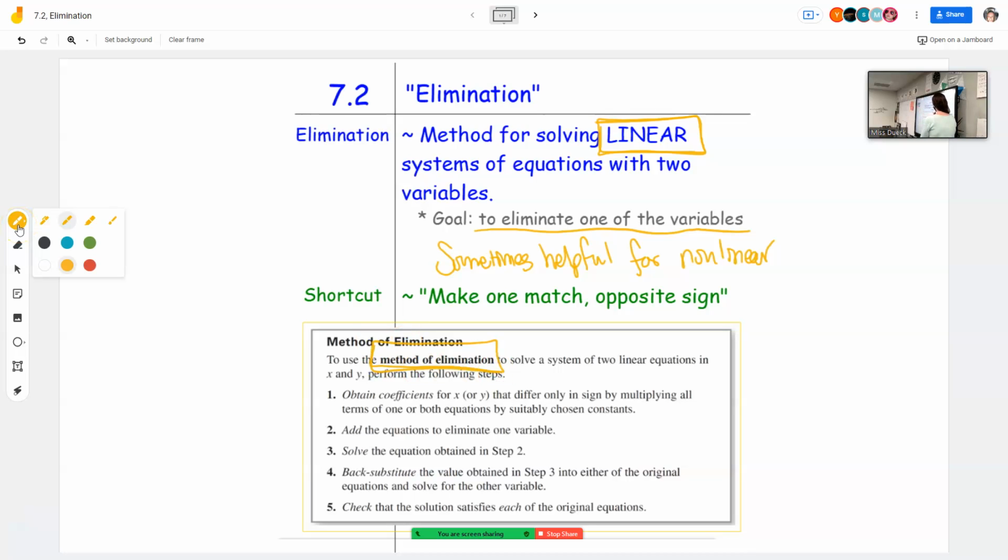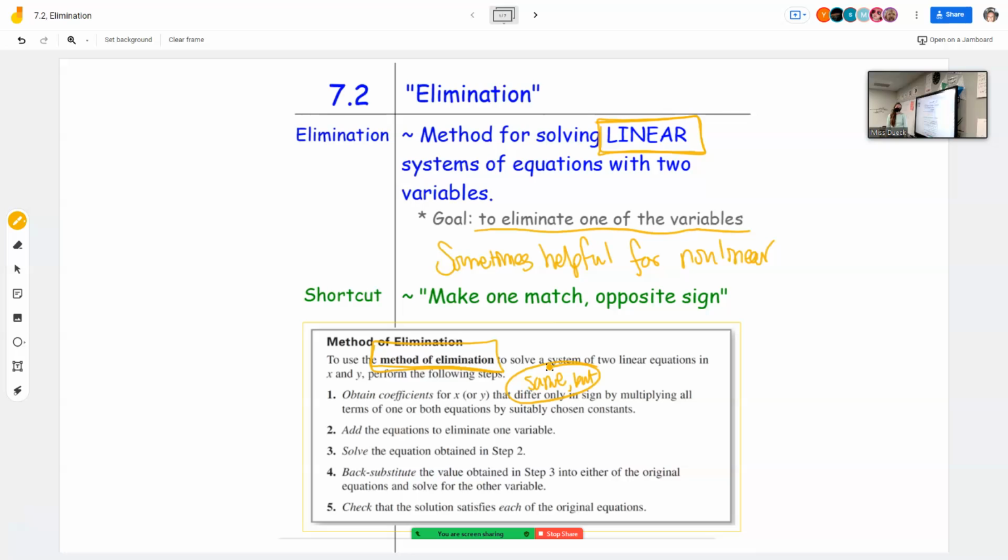Obtain coefficients. Keep going. Needed a little more information. Coefficients for x and y that are different in sign. We want them to be the same. So we're doing coefficients that match, but are different in sign. So the same but opposite. Does that make sense? The same but opposite. Meaning the same number, or the same term, but opposite sign. So yes, number 1 is get coefficients for x or y. So get coefficients that are the same but opposite.